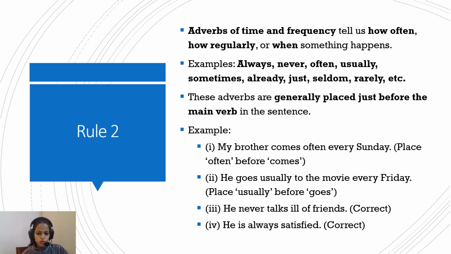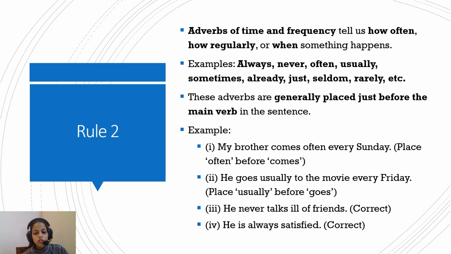Now let's look at an example to understand this better. For example, my brother comes often every Sunday. Here the word often is not placed correctly. How should it be placed? My brother often comes every Sunday. So the word often is the adverb and comes is the verb. So often should be placed just before the main verb, that is comes.